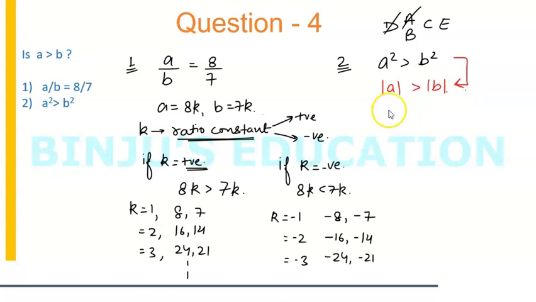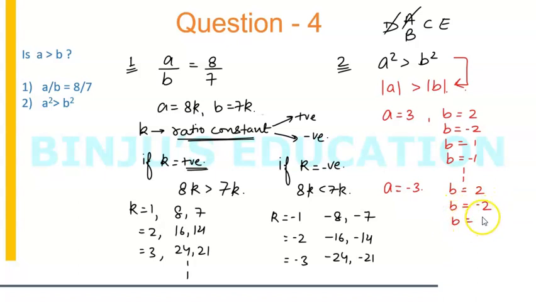Which means if A is equal to 3, then we can say that B can be equal to 2, B can be equal to minus 2, B can be equal to 1, B can also be equal to minus 1, and there are a couple of other values also. I'm just taking the integer values into consideration. Similarly, if I take A to be minus 3, then also these values are applicable, because it's the mod of A which happens to be greater than mod of B.